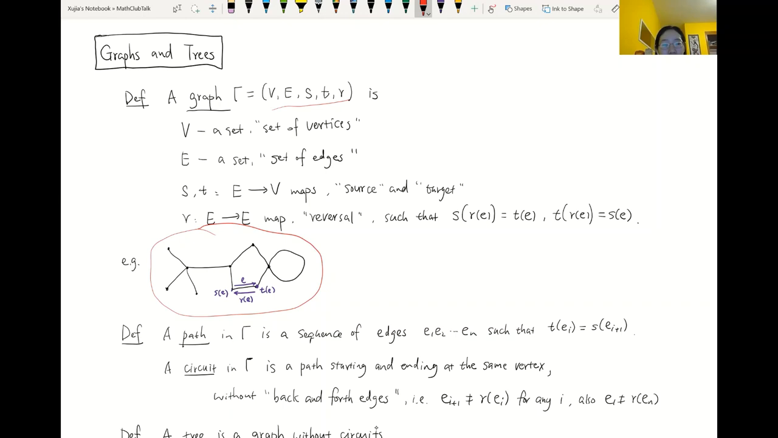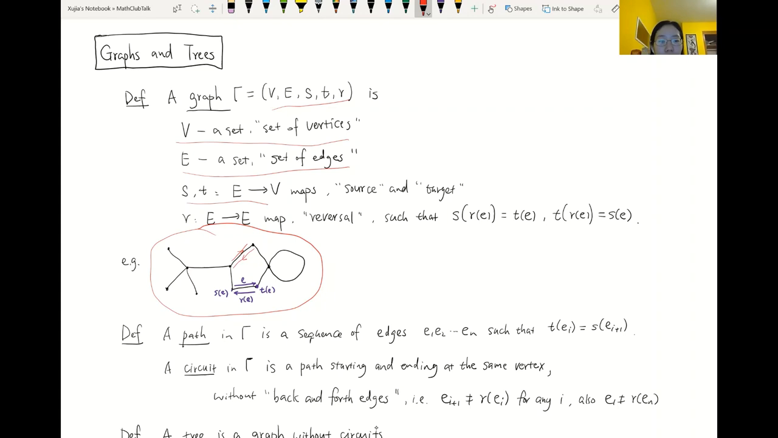And here, a technical nuance is that instead of viewing this as an edge, we view it as a pair of edges, one in this direction and one in this direction. It's just a technical nuance in this definition of graphs. I do need it for a purpose later, but it's a little bit non-standard. So a graph consists of a set of vertices, those dots, a set of edges, those line segments here, and two maps, source and target.